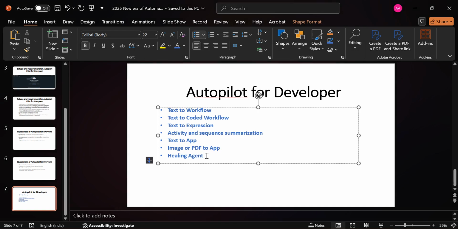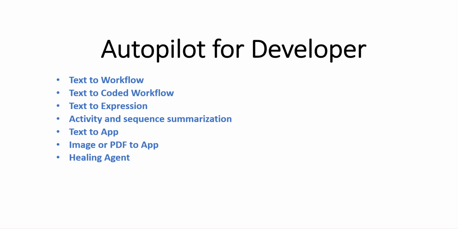And now the last topic today is the Healing Agent, right? So let me explain about the Healing Agent. This is an agent that is available mainly in UiPath Orchestrator. It will provide multiple types of support to our running processes. Suppose our process is running in production, right? And if our process faces a selector issue, right?